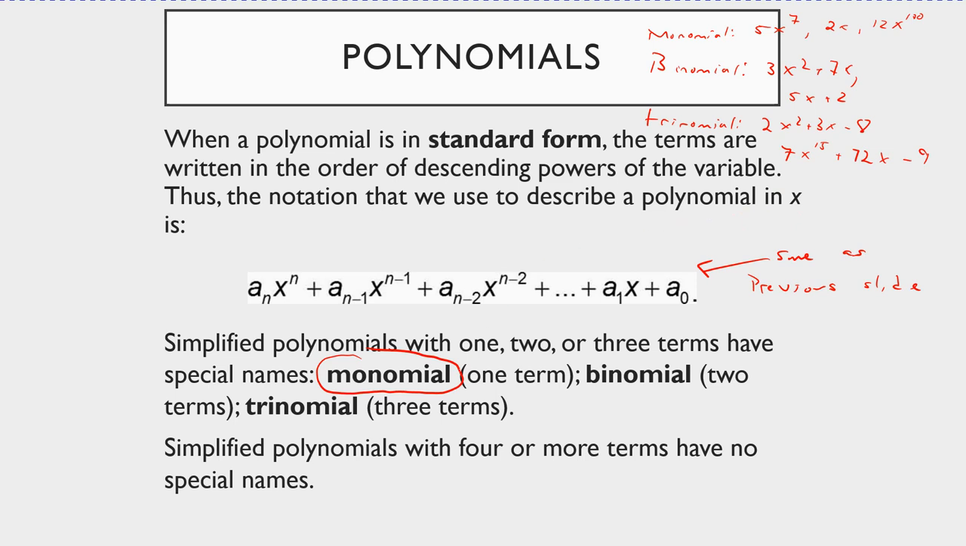Finally, simplified polynomials with 4 or more terms don't have any special names. Whenever I say a monomial, a binomial, a trinomial, we understand what those are. If it has 4 terms, I'll just say this is a 4-term polynomial. Same with 5 or 6 terms and so on.